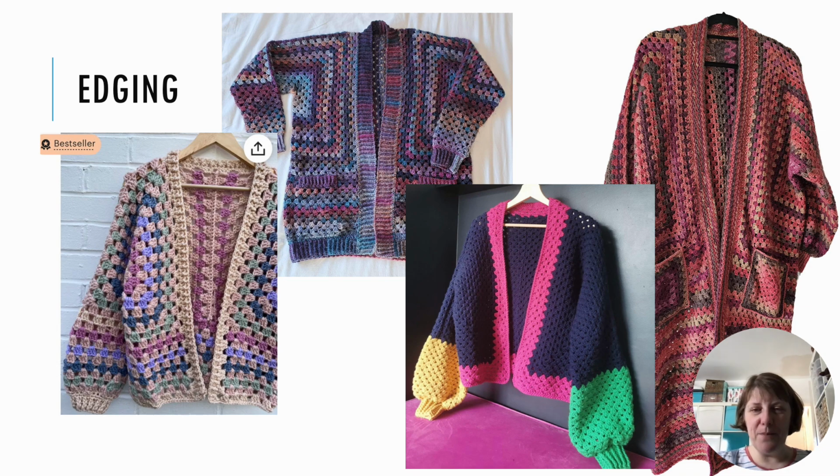The pinky blue and yellow and green one down at the bottom, they've gone for just a simple double crochet all around the edge, just to sort of neaten off the raw edges and give it a little bit of structure. So if you just want something nice and plain and straightforward, you've got that.